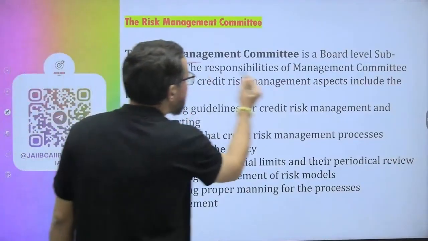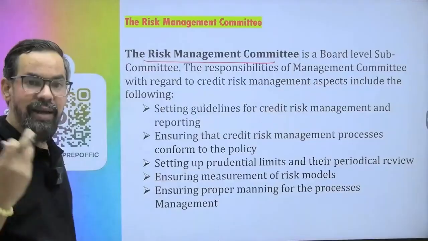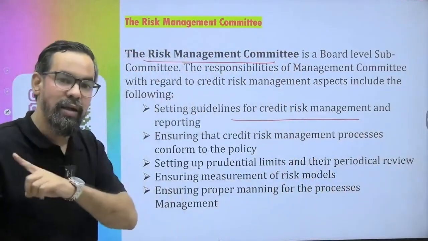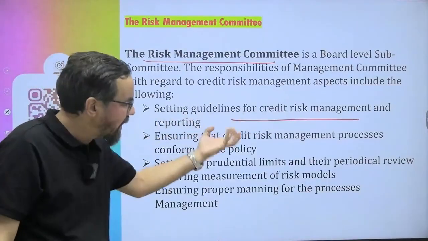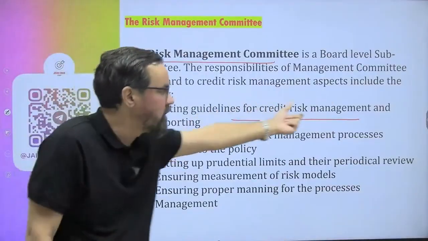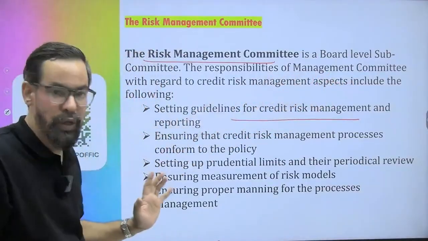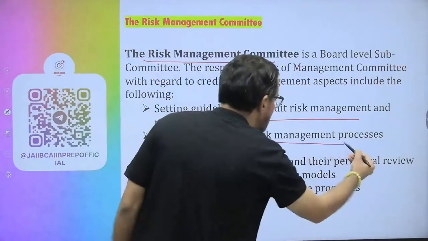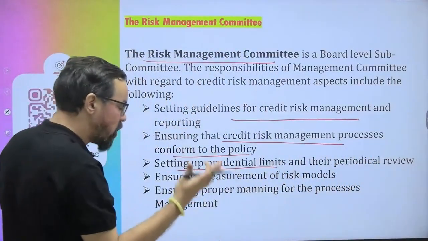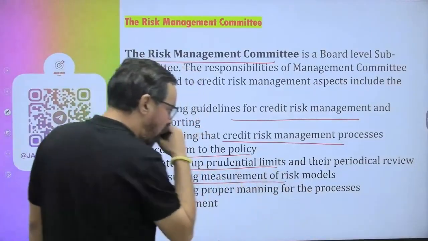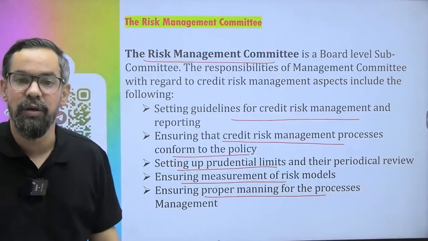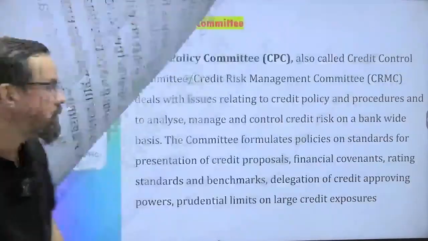So, the Risk Management Committee's responsibility during credit risk management: setting guidelines for credit risk management. In the case of market risk, it was setting guidelines for market risk. In the case of operational risk, it will be operational risk management and reporting. Ensuring the credit risk management process conforms to the policy, setting up prudential limits and periodical reviews, ensuring measurement of the risk model, ensuring proper manning for process management. The same things get repeated, right?